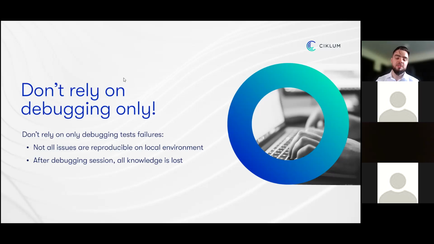So the test is failing in some test environment, but locally it's not failing. And also another important thing is that after the debugging session, all knowledge is lost. So you did this debugging, but then the test will fail again in the future. Some other person has to sit down and do exactly the same. And basically, each time this knowledge is lost. So of course, you should debug, but you shouldn't only debug.